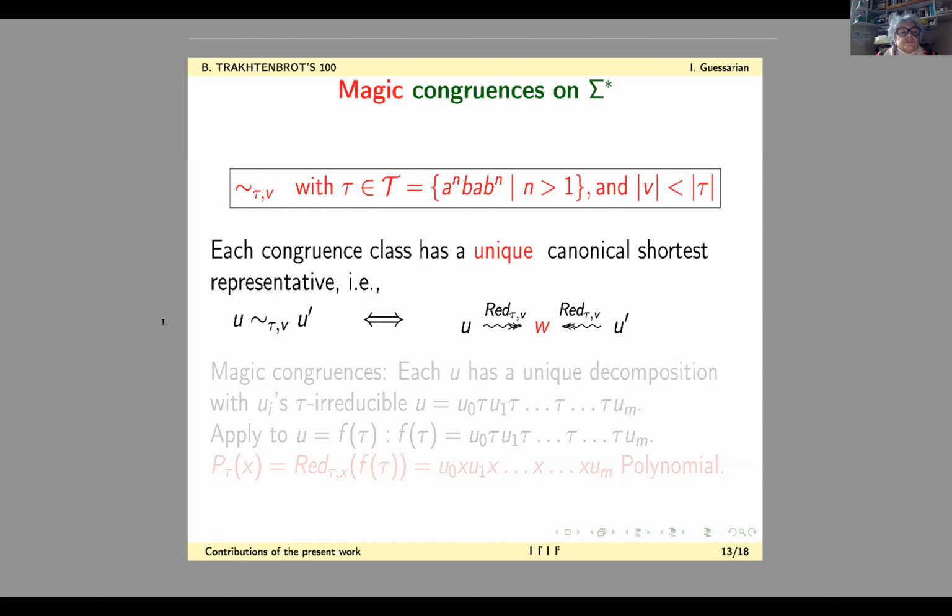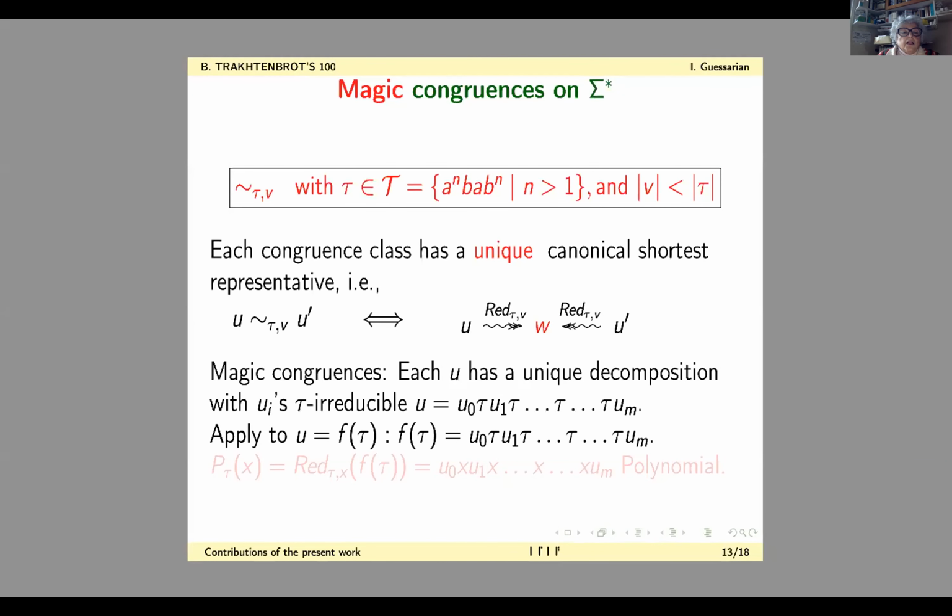And we have a nice result that U is equivalent modulo tau V to U prime if and only if they have the same reduct. They both reduce to the single word W. So with this, each U has a unique decomposition of the form U0 tau U1 tau etc., tau UM. We exhibit the occurrences of tau in U to be able to reduce them later on, and each of the UIs is tau irreducible. We apply this to U equals f of tau.